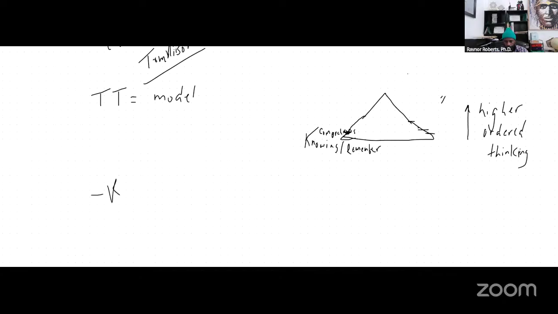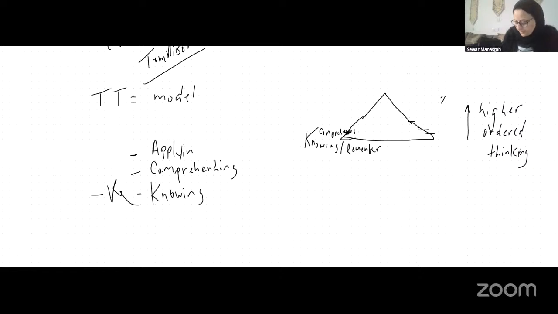Knowing. And the next is comprehending. And then after comprehending is applying. You've seen this before, right? Yeah. All right, this is Bloom's taxonomy.